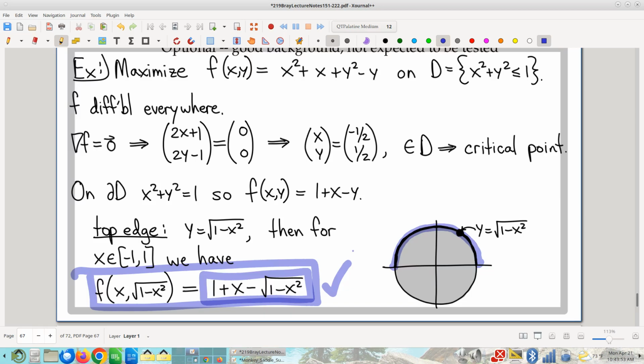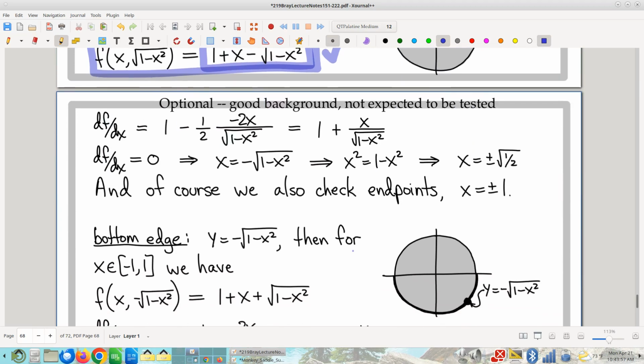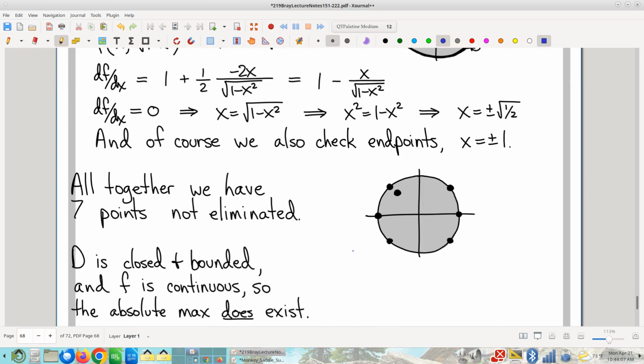Take the derivative, set it equal to 0, blah, blah, blah. Now, there's a lot of blah, blah, blah. And it's a little tedious. And all else being equal, I prefer not to have to do that. But you could do that. And the punchline is that you end up with 6 boundary critical points to check.